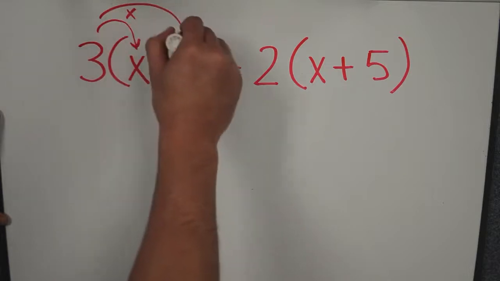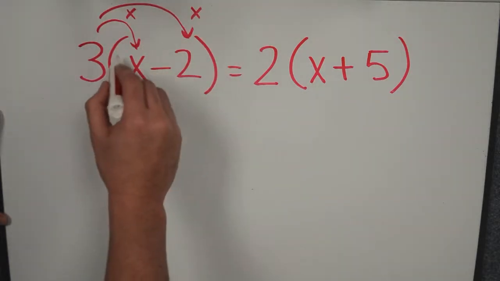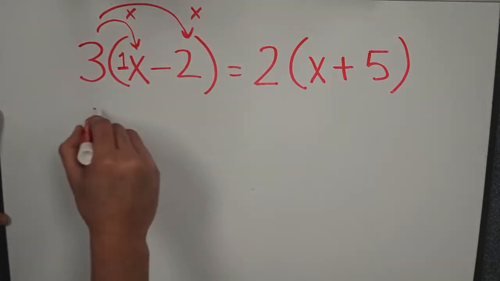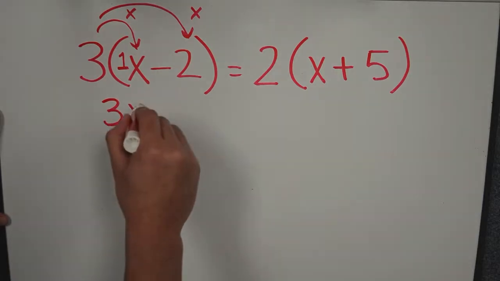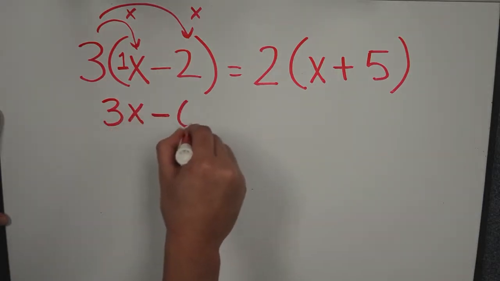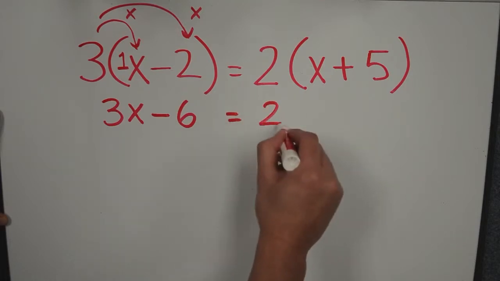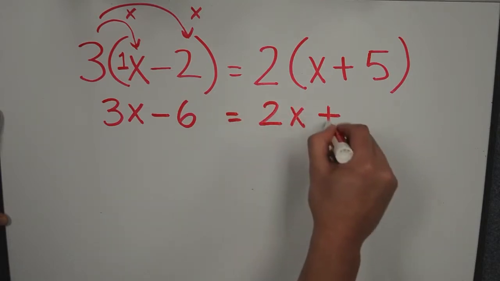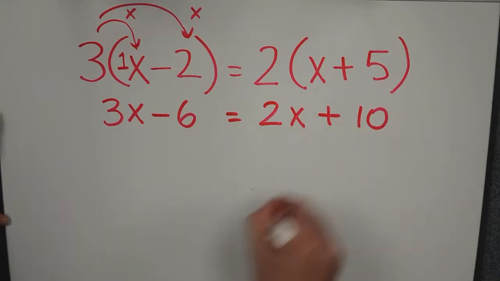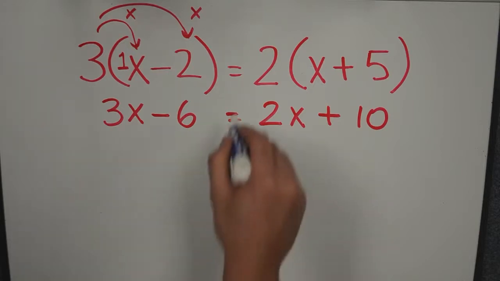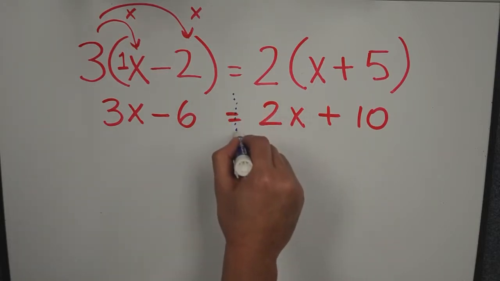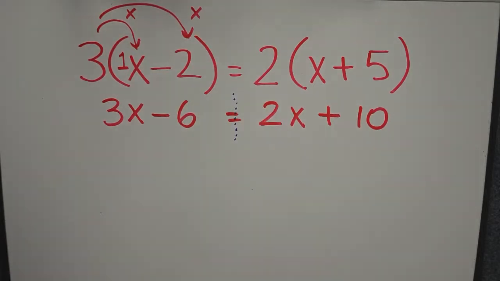So the first thing you always want to do is do the distributive property. So even though there's no number in front of the x, there's a 1 there, so we multiply the outside number to both numbers on the inside of the bracket, keep our signs consistent, do the same on the other side of the equal sign. 3x minus 6 is equal to 2x plus 10. Remember to multiply the outside number by the second number. Sometimes people forget to do that.